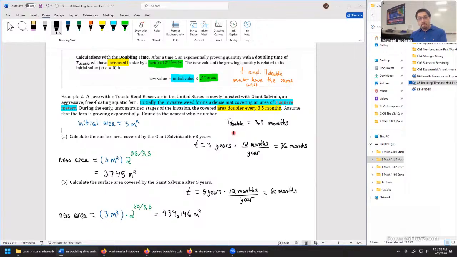There's one thing that's really missing from all of these questions that we've done in example 1, example 2. The problem just told us right out of the gate a doubling time of every 3.5 months. So that begs the question at this point, what do we do if we don't have a doubling time? What if all we knew was the growth rate of the giant salvinia every month? Like maybe it's growing at a rate of, say, 27% per month. How can we get the doubling time thereafter? So that's what the next set of formulas are going to be all about, approximating doubling time.